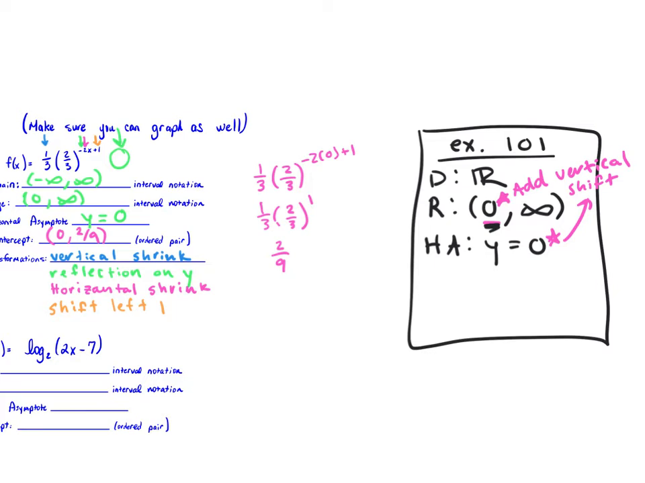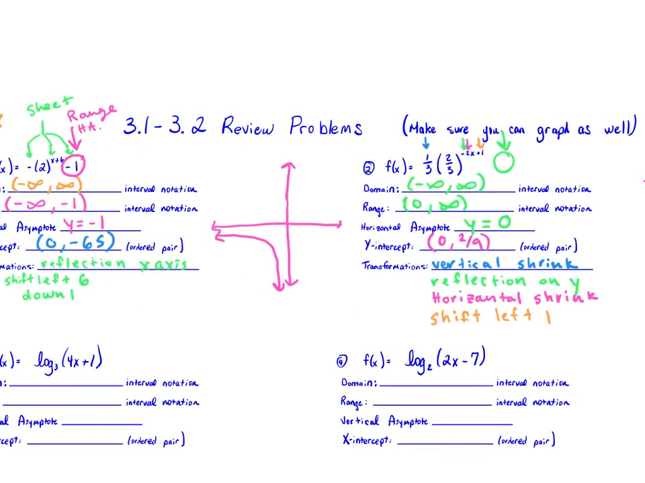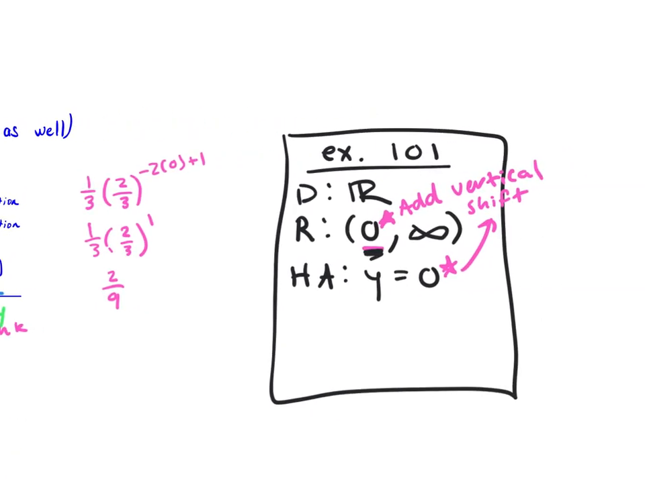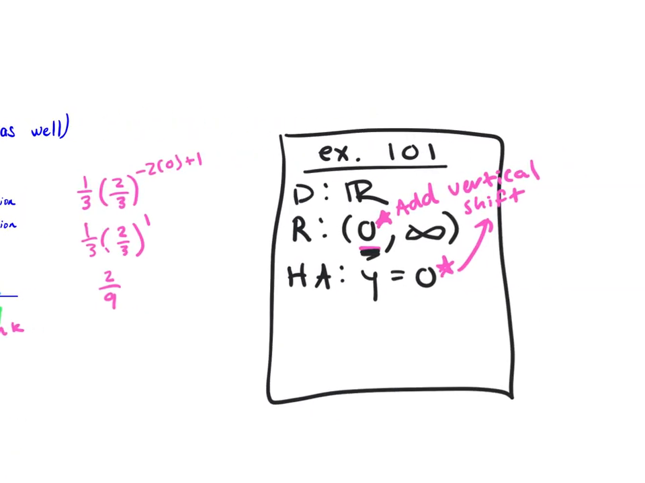It would only be negative infinity if you have a reflection. For this one, our graph had a reflection, so it goes down to negative infinity. Anytime you have a reflection, that's when it would be negative infinity to that number. But you won't have to worry about that for the quiz. You just add the vertical shift to infinity.